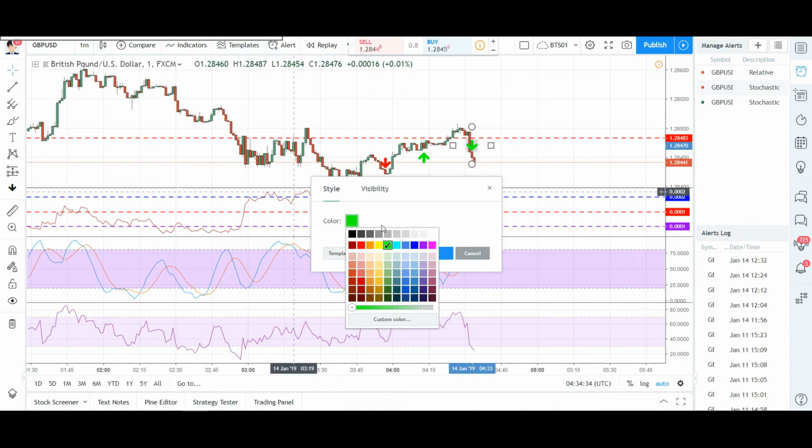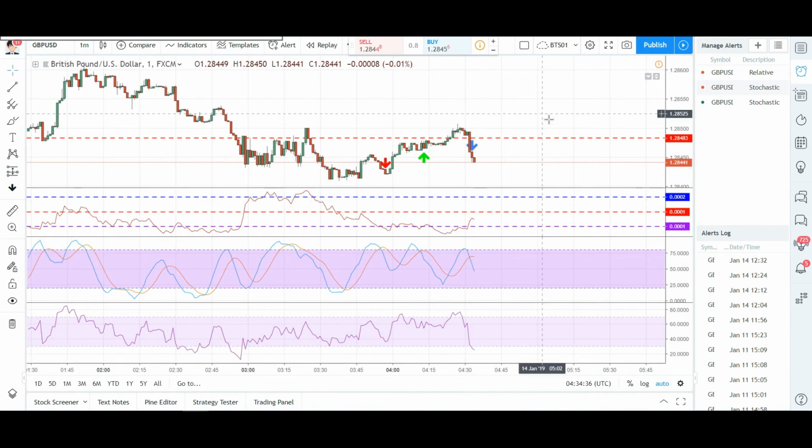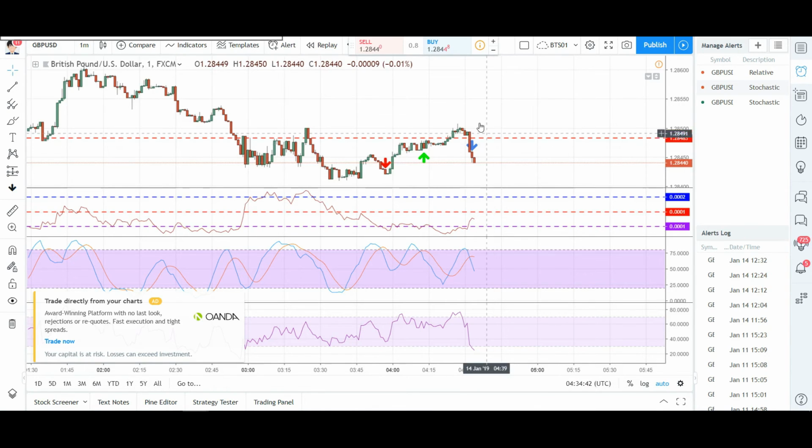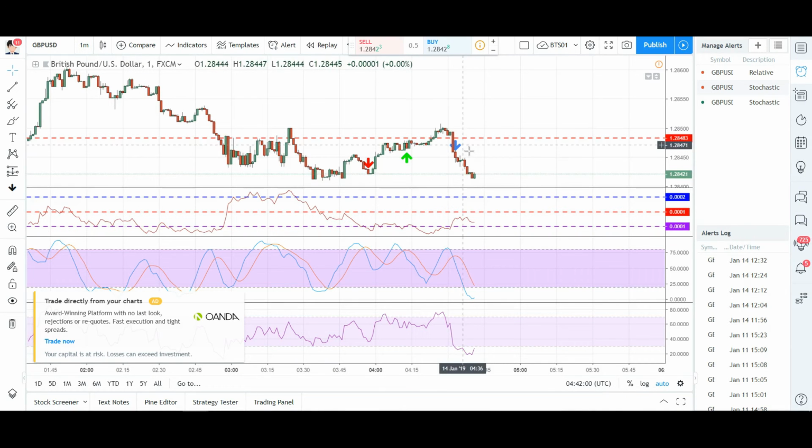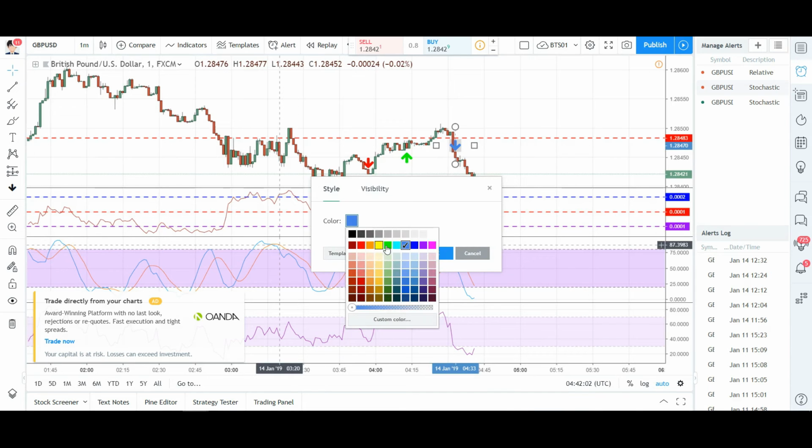This has a pretty good chance to work out in our favor. So let's see how this trade goes at the expiry. So far it's looking really good. Alright guys, so we're back. So clearly we have won this put trade, and if you see this, it was a deep win.